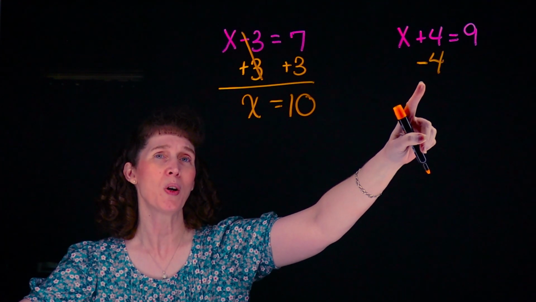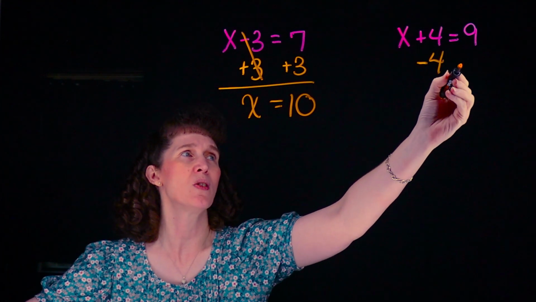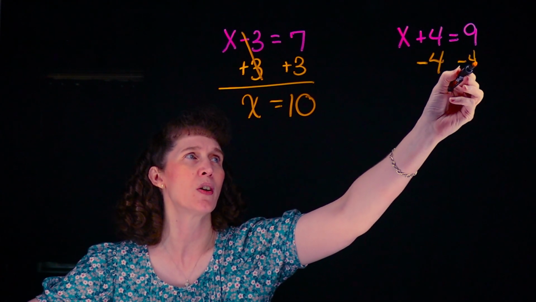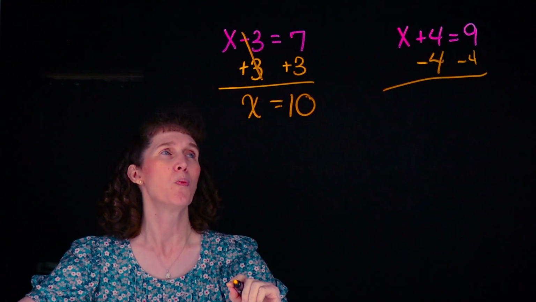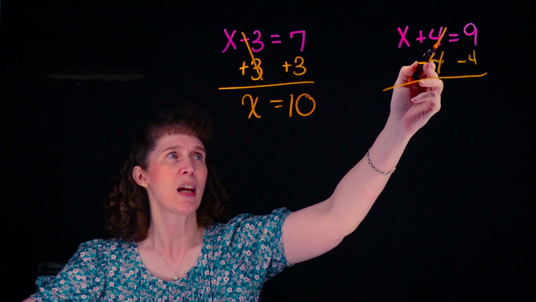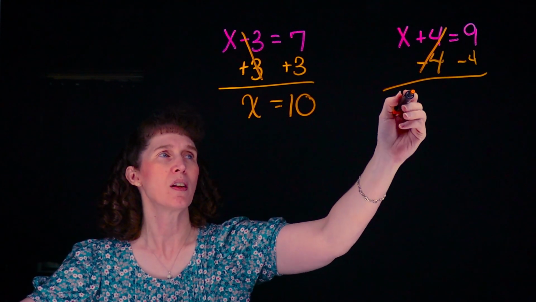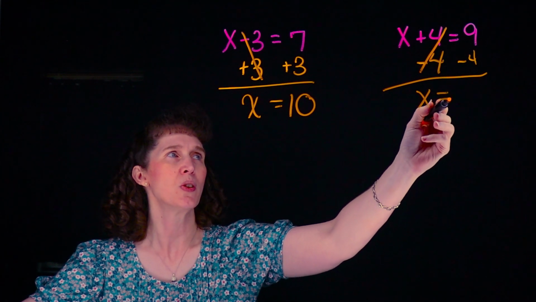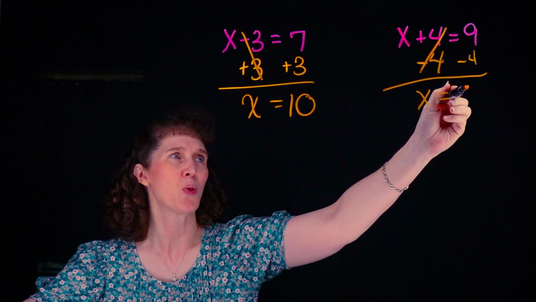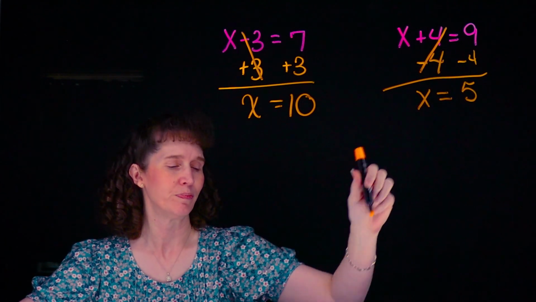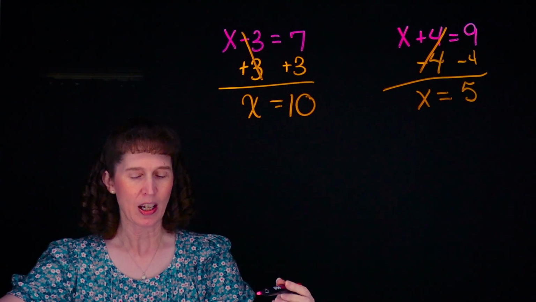Again, what we do to one side of the equal sign, we have to do to the other side. So we're going to minus 4 on the other side as well. When we do that, our 4's will cancel because plus 4 minus 4 is just 0. So we're left with x equals, and 9 minus 4 is 5. All right, we're going to look at a couple more here.